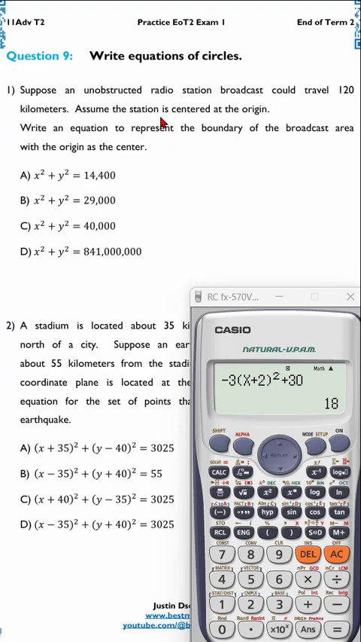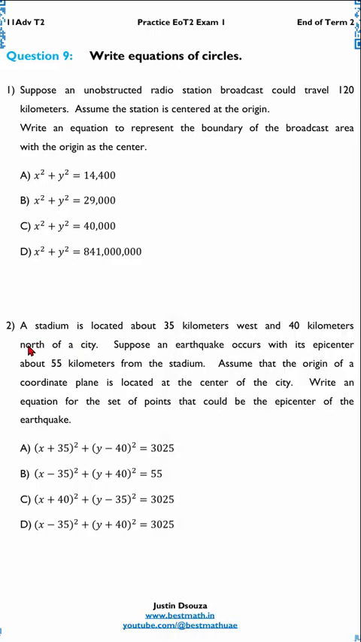Write the equation of the circle. Suppose an unobstructed radio station broadcast could travel 120 kilometers. Assume the station is centered at the origin. So now this is the radius, isn't it? It could travel from the origin. So I'm not going to solve anything. X squared plus y squared, I know. Just square this up. 120 squared. That should be the answer. It's 14,400. It's option A. X squared plus y squared is the same for all the equations of circle, but the radius varies. Let's look at the next problem.